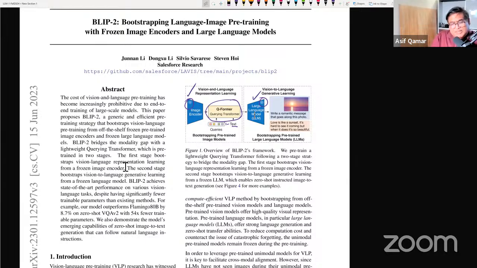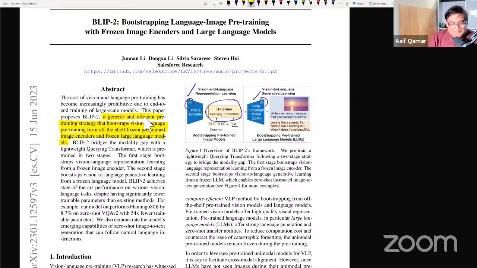The cost of vision and language pre-training has become increasingly prohibitive due to end-to-end training of large-scale models. This paper proposes BLIP-2, a generic and efficient pre-training strategy. And the words to pay attention to are generic and efficient pre-training strategy that bootstraps vision language pre-training from off-the-shelf frozen pre-trained image encoders and frozen decoders. Frozen means you just download it, don't do anything to it.